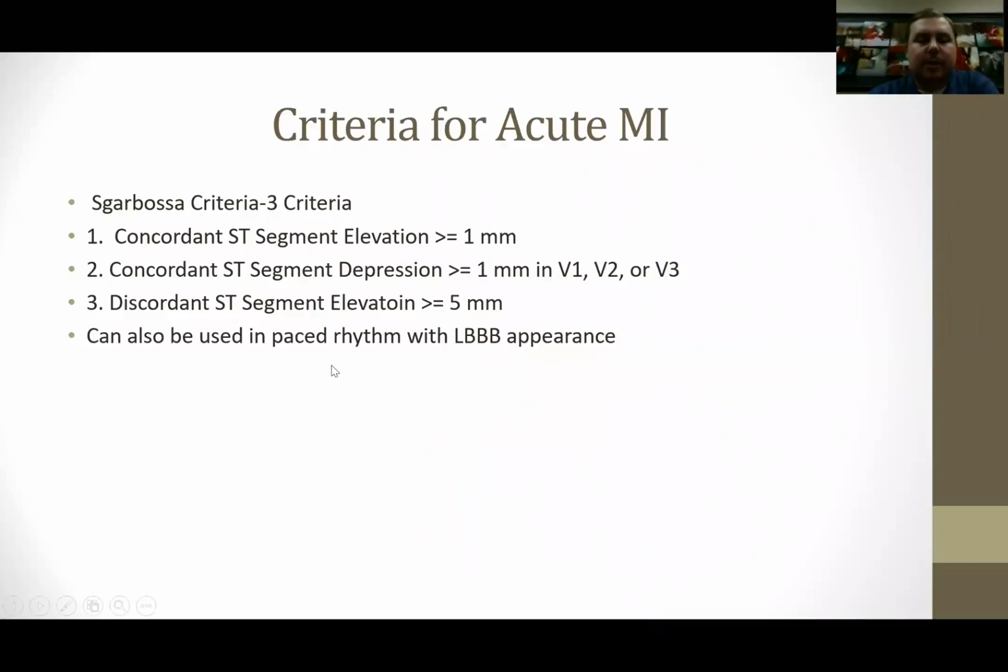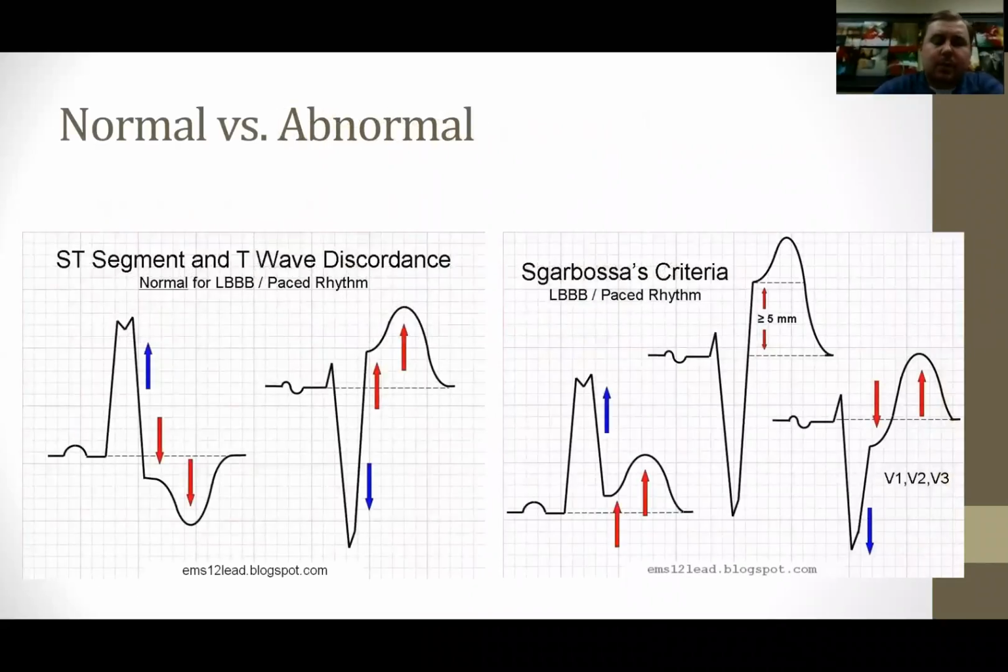If you have a paced rhythm that looks like left bundle branch block, which ends up being the case for most ventricular paced rhythms, this criteria also applies. So this is just what normal looks like on the left side. You have discordant changes: positive QRS, ST depression, T wave inversion to follow, or mostly negative QRS, ST elevation, positive T wave.